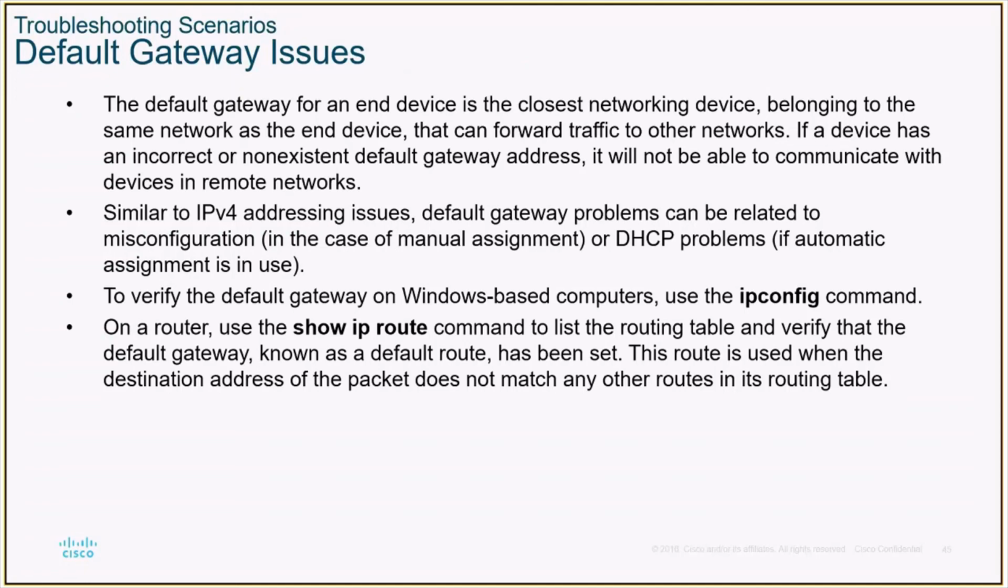And so again, you can use ipconfig to verify that the gateway information is correct. On a router, use the show ip route command to list the routing table and verify that the default gateway is known, as a default route has been set.